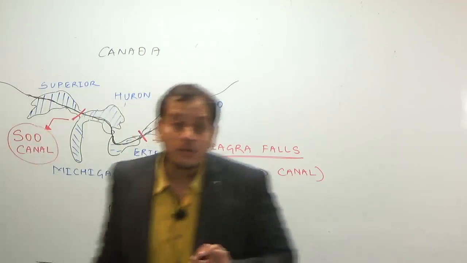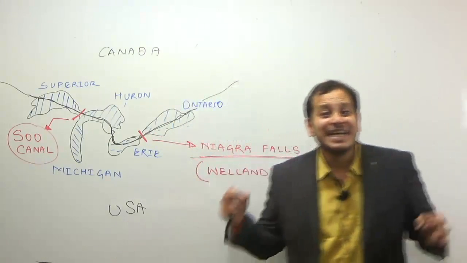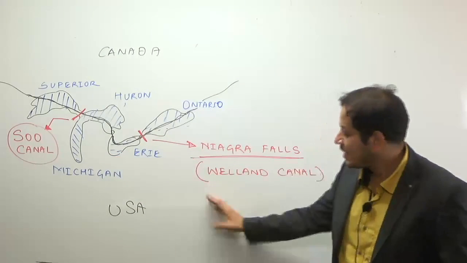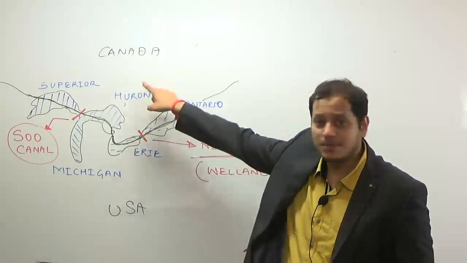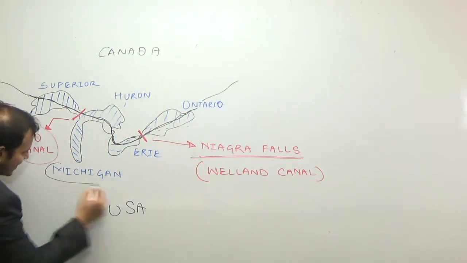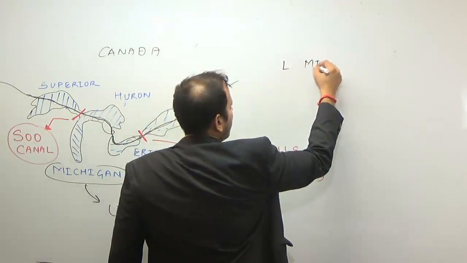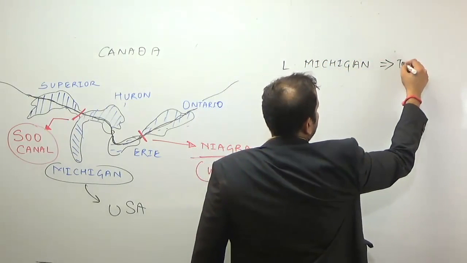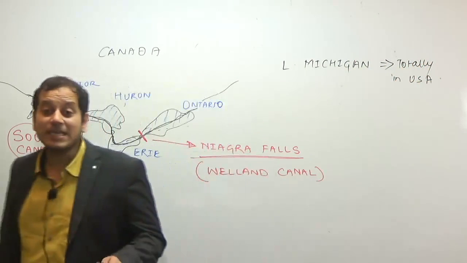Now, one thing I want to ask you: which out of the 5 Great Lakes, which lake lies totally in USA? It does not lie in Canada. You can see from the diagram that Superior is between USA and Canada, Huron is between USA and Canada, Erie is between USA and Canada, Ontario is between USA and Canada, but Lake Michigan lies only in USA. So Lake Michigan lies totally in the USA.